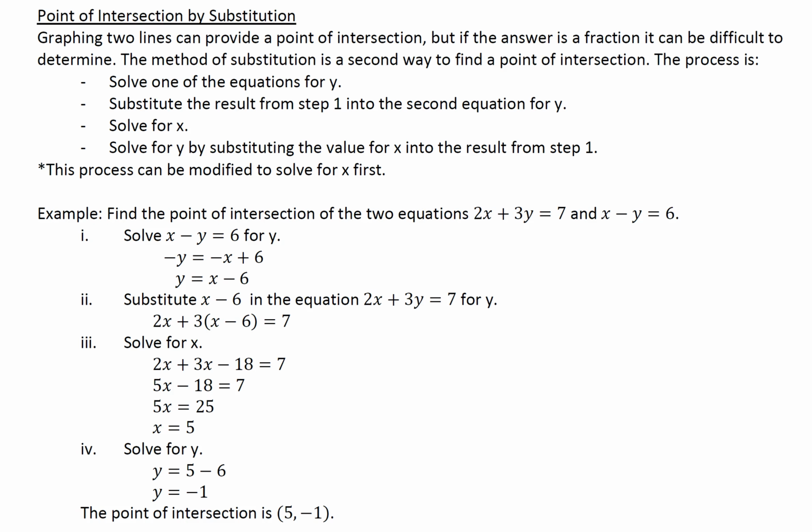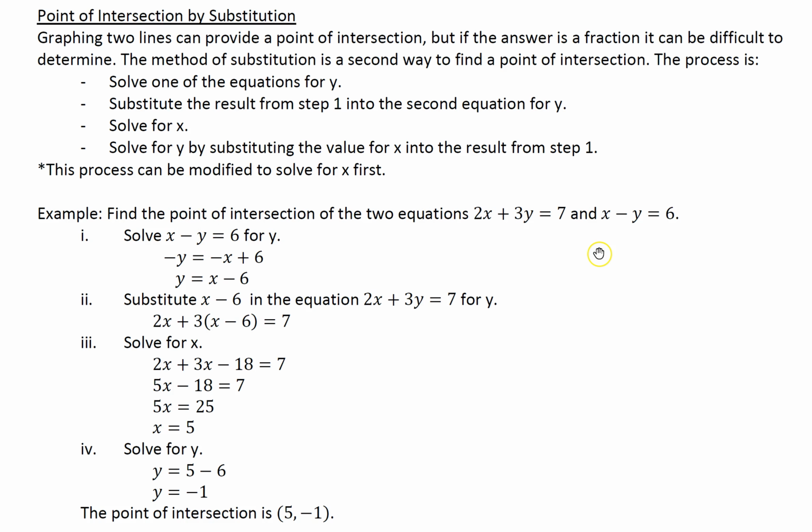The process in which you can solve a system of equations, or find the point of intersection of two lines, with the substitution method is first to solve one of the equations for y, then substitute that result from step 1 into the other equation you haven't used for y. That should leave you an equation with only x's. So now you're going to solve for x, and once you have that answer for x, you can go back to the equation from step 1 and substitute that value of x in, which will give you the value for y. And that is your point of intersection.